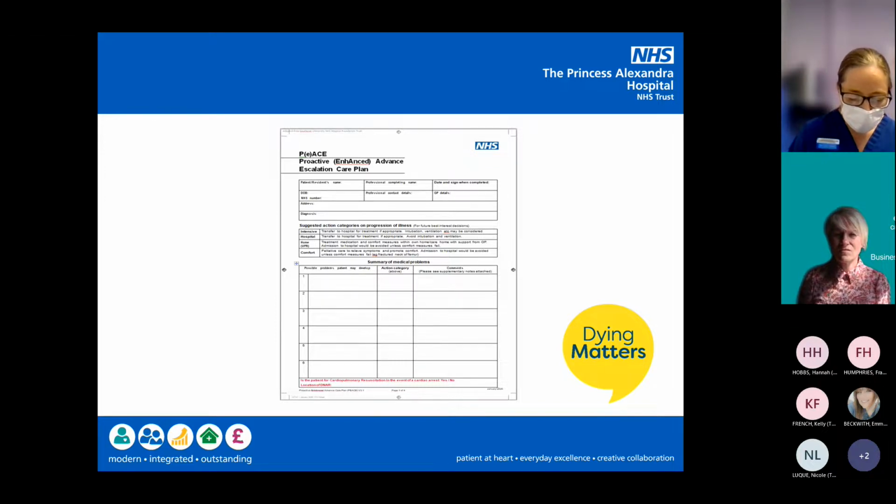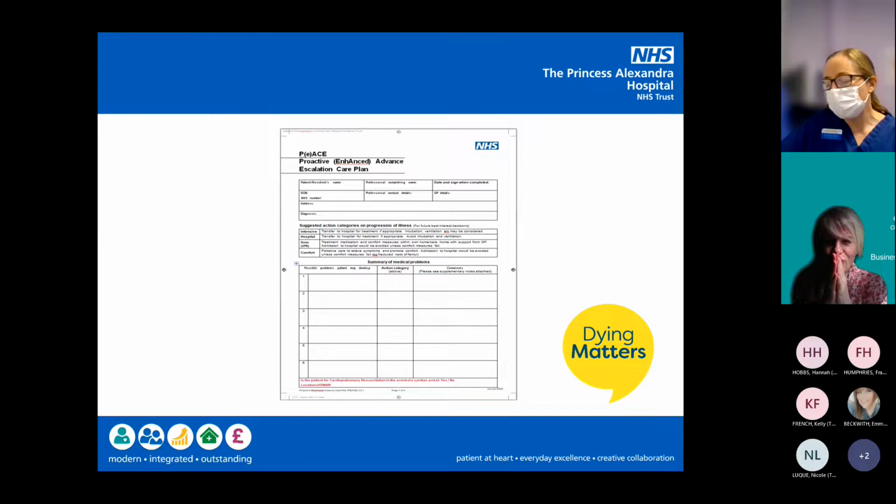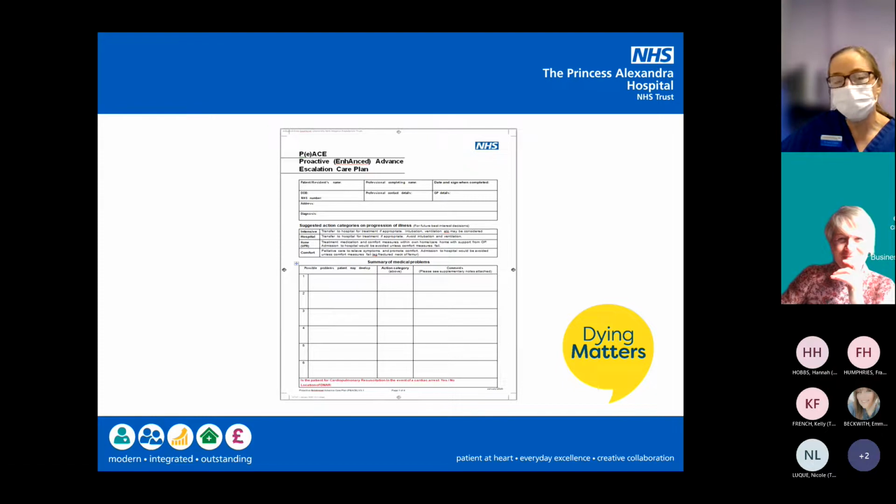The second one is hospital. So it says for hospital treatment if appropriate, but not for intensive care. The third one is home, and that's for treatment, medications and comfort in their own home, and admission to hospital if you're not able to meet their needs.